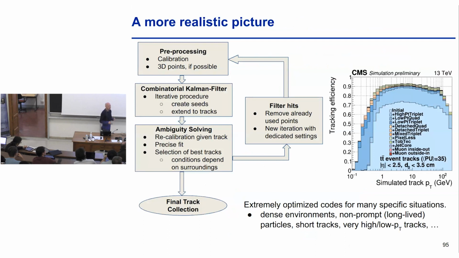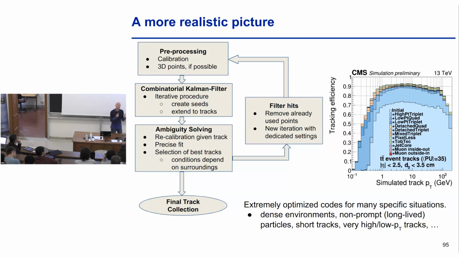More realistically, it's actually slightly more complicated. We often have a pre-processing stage. We have this so-called combinatorial Kalman filter, which is this iterative process, à la chess engine, that goes through and builds track candidates using a Kalman filter approach that simply allows us to update the trajectory parameters easily, adding or removing measurements. And then we have a stage where, when we have this initial set of candidates, we go through them again and clean it up and figure out if there are duplicate candidates, if there are candidates that should be kept or removed, and then add them to the final track collection.